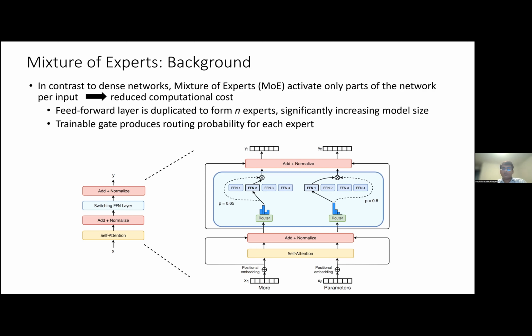For the remaining part of the talk, I am primarily going to focus on the switch transformer routing policy, which, given the router probability distribution, does top 1 expert activation.